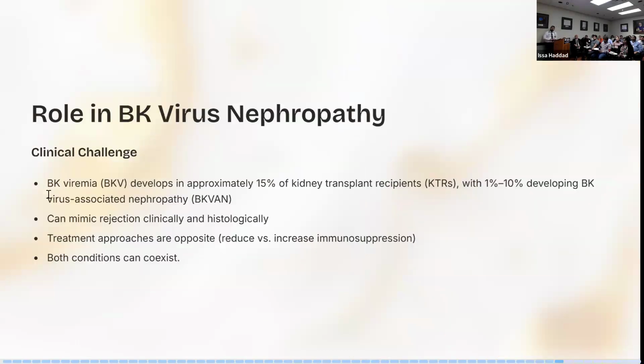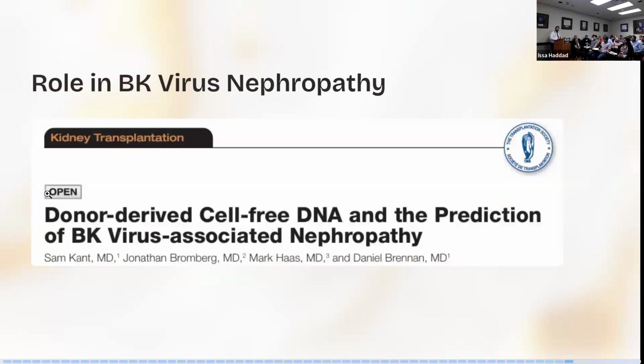In BK virus nephropathy, the problem with BK viremia is that it develops in approximately 15%, and 1 to 10% of them do develop BK virus-associated nephropathy. And this can actually mimic rejection both clinically and histologically. And both have 2 different approaches. One is increased immunosuppression, one is decreased immunosuppression, and both of them can coexist at the same time.